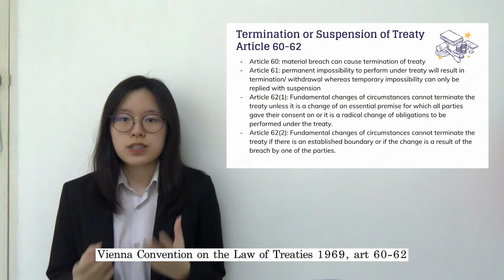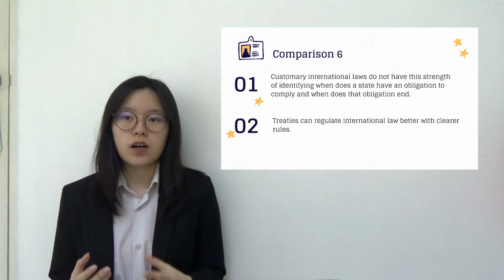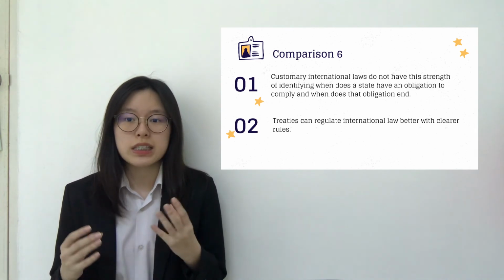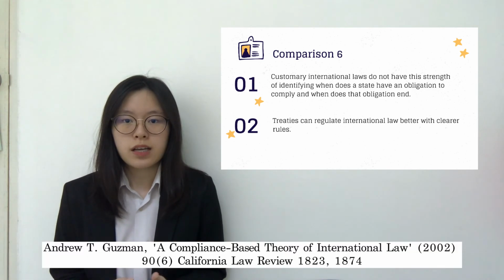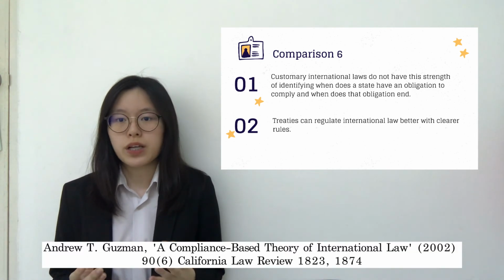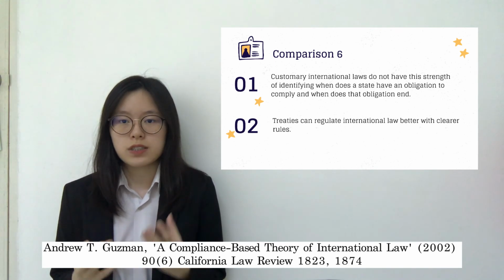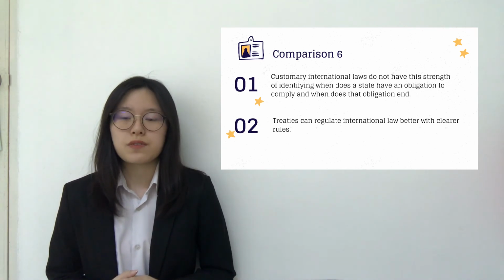Article 60 to 62 provides for the termination or suspension of a treaty. Customary international laws do not have this strength of identifying when a state has an obligation to comply and when that obligation ends. Indeed, as argued by Andrew T. Grossman, there is no consensus on how widespread a custom should be to require state compliance, so the duration of state practice is hard to identify. Therefore, treaties can regulate international law better with clearer rules for states to observe.